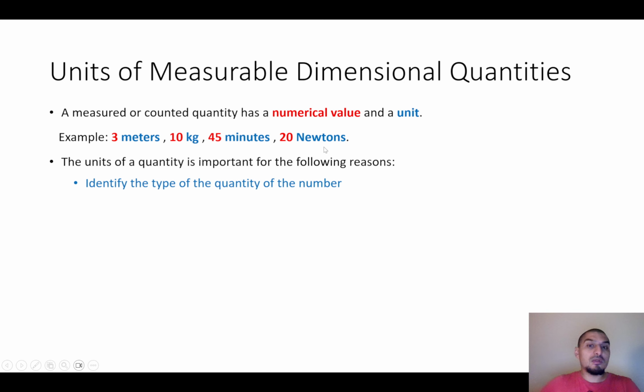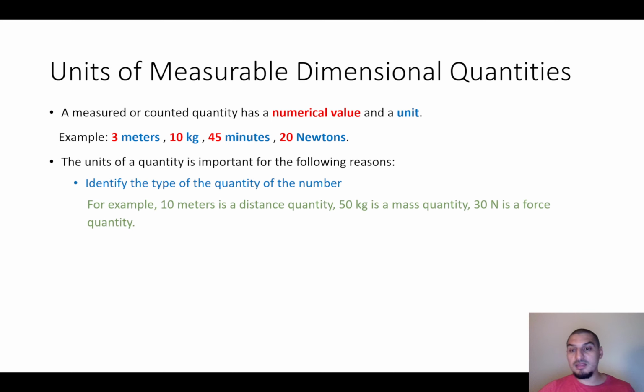So this is all known by just the understanding of the unit. So you can know what kind of quantity you're dealing with by just knowing what units we are using. So this is a very important thing. Here, for example, 10 meters is a distance, 50 kilograms is mass, 30 newtons is force. This is something that we just mentioned.